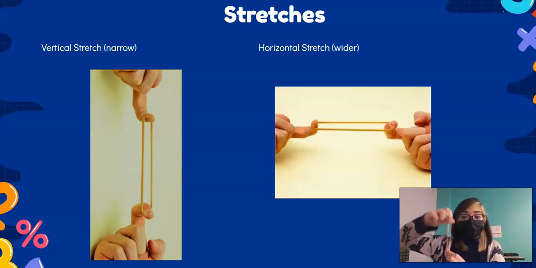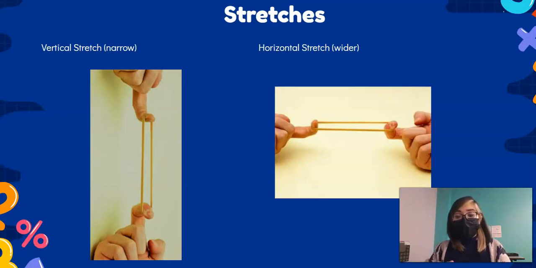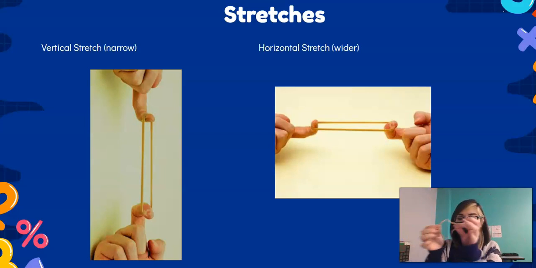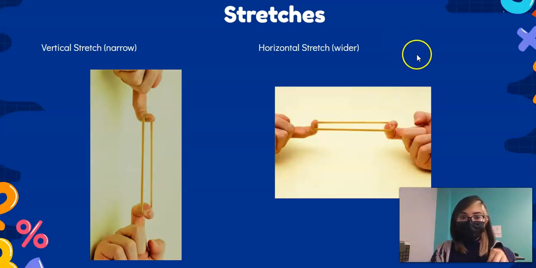So vertical stretches make our graph more narrow. Conversely, if I'm stretching it horizontally, notice my rubber band is getting wider. So vertical stretches make my graph narrower, horizontal stretches make my graph wider.